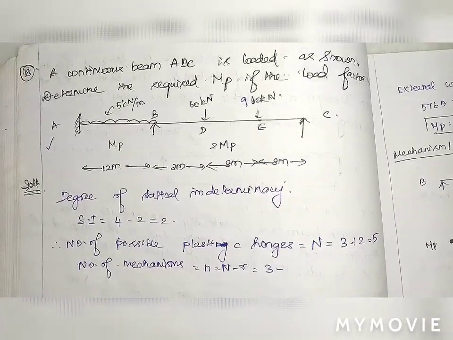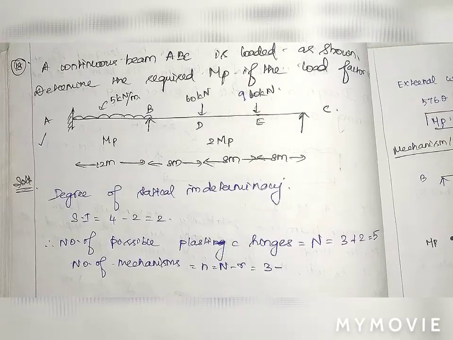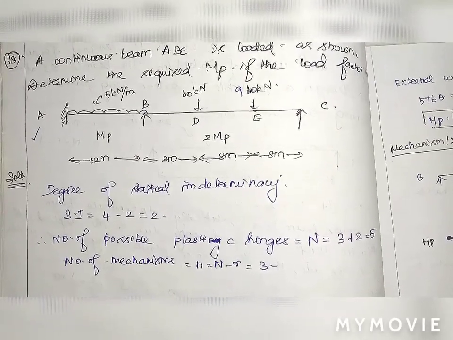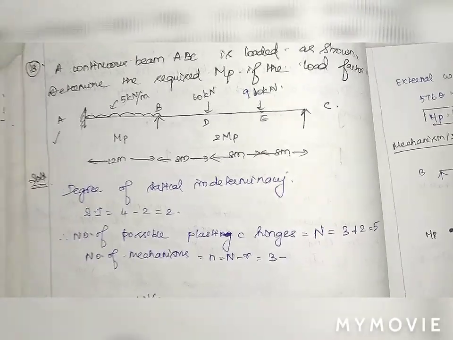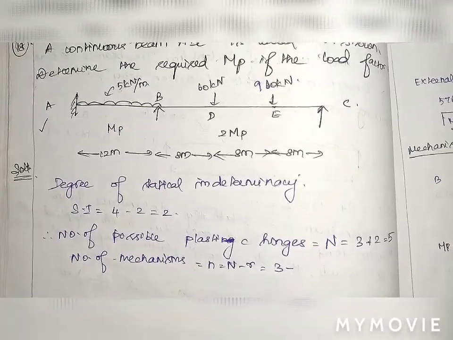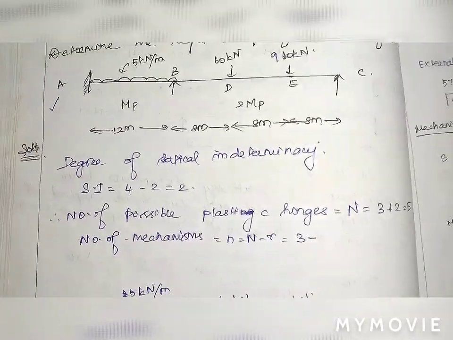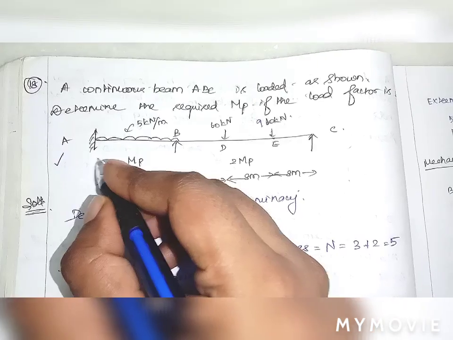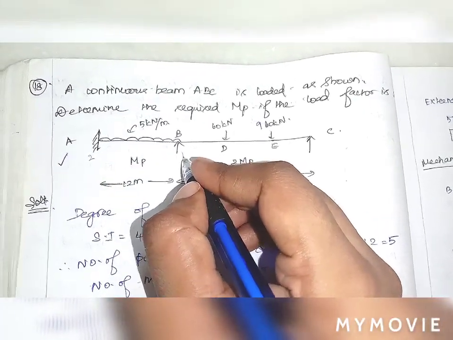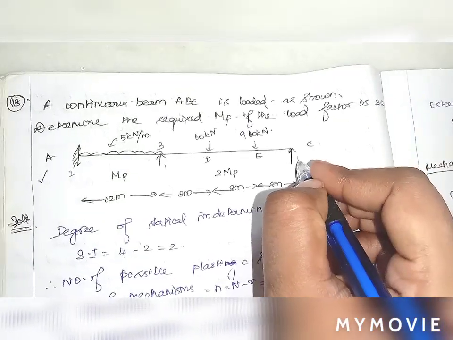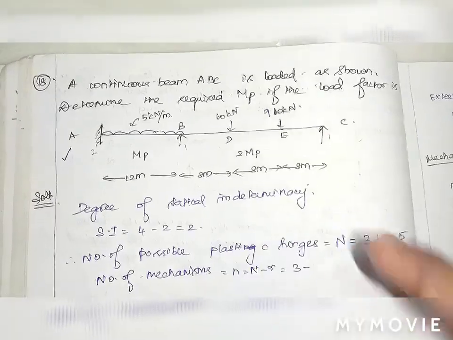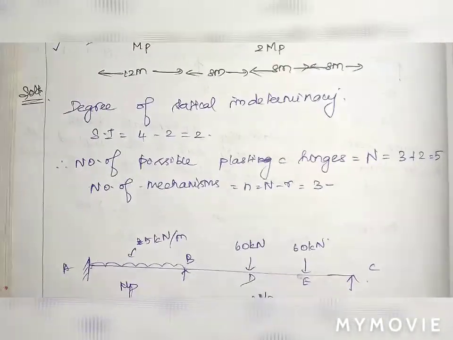Just look at the figure. It is a continuous beam and it has a fixed support at one end. The first step is to calculate the statical indeterminacy, that is the R value. In the fixed end you will be getting 2 unknown reactions. In the simply supported end you will be getting 1, and at this support you will be getting 1. So there are 4 unknown reactions. 4 minus 2 is equal to 2. So the degree of redundancy R is equal to 2.